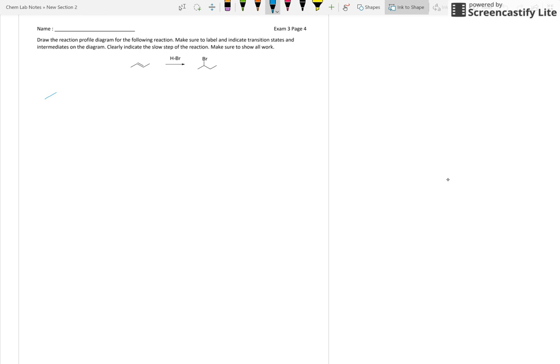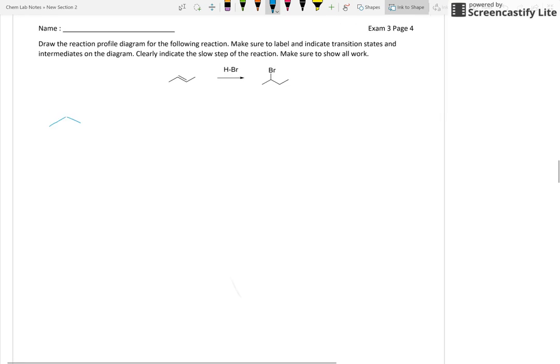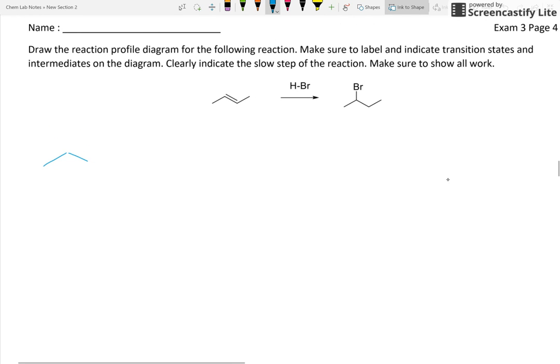So if you're ever asked, let me just zoom in here. If you're ever asked to draw the reaction profile diagram, you need to know what the different steps are that you're taking. So draw your mechanism. And this is our hydrohalogenation, right? So we are making our alkene grab that hydrogen. You make a bond, you break a bond, right?